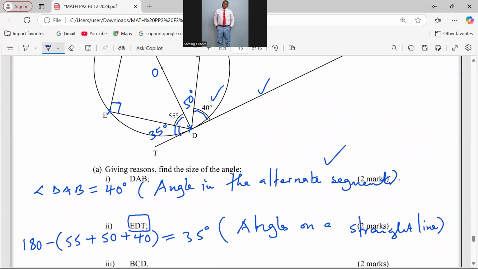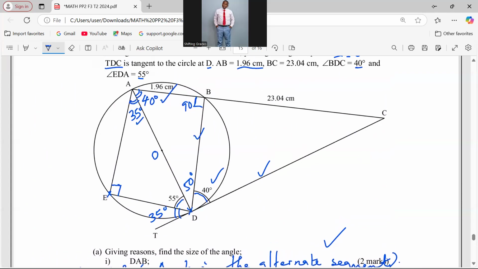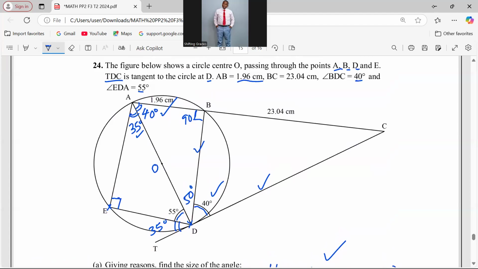BCD. The angle BCD means the acute angle at this particular end. This one now can be done using several approaches. In this way, the angle at this point is known. This is 90, the whole of it. We also know the angle here as 40.